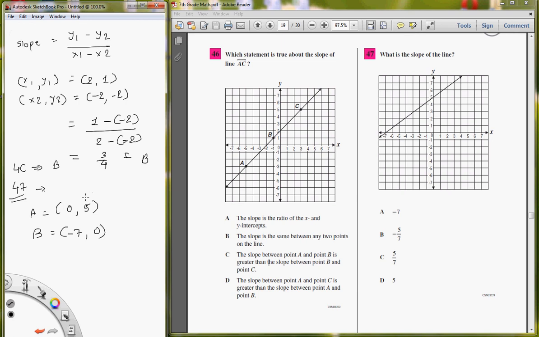If I continue with my formula, y1 is equal to 5 minus 0, divided by x1 is 0, this 0 minus minus 7, is equal to 5 by 7. So the answer to question number 47 will be C here. Let me erase the board since it's full again.